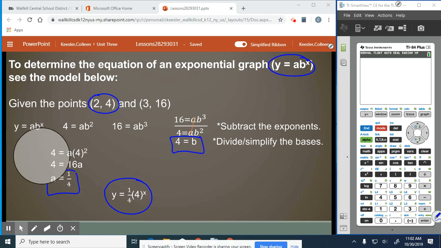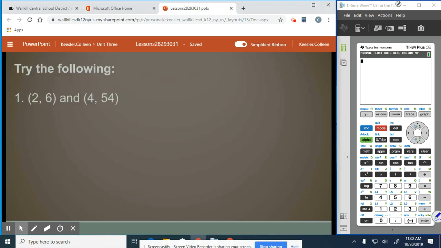Okay, so we're going to use that process a couple times today, and then you'll be on your own trying some at the end of the lesson. So here's our first example.